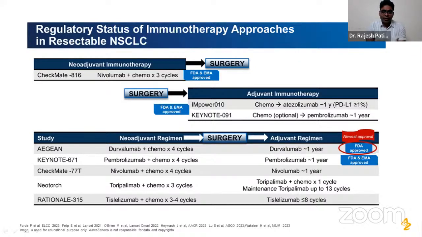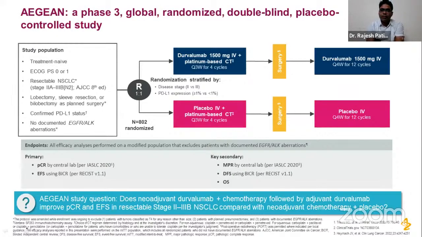In Checkmate 816, nivolumab plus chemotherapy was given for 3 cycles, then surgery was performed. In another adjuvant immunotherapy trial, IMpower 10, chemo with atezolizumab was given for 1 year in patients with PDL1 more than 1%. And in another trial, Keynote 091, pembrolizumab was given for 1 year. So there are various studies of immunotherapy, many given in the perioperative neoadjuvant setting, some in the adjuvant setting, and some chemotherapies along with immunotherapies in a perioperative setting.